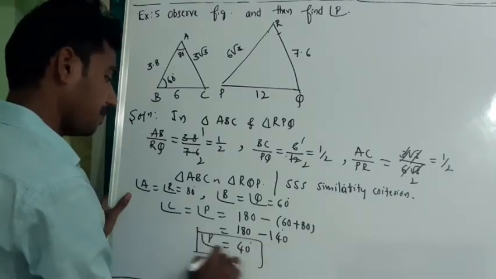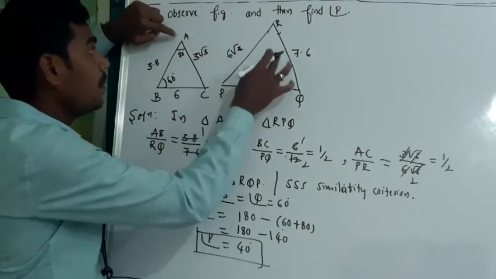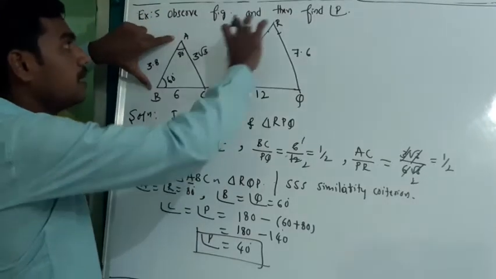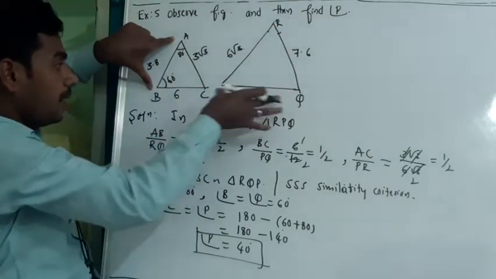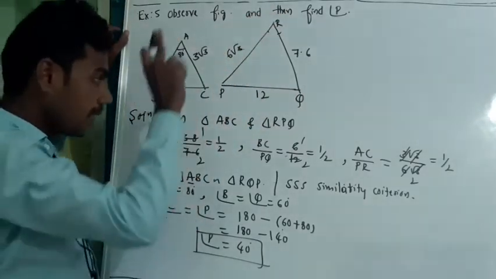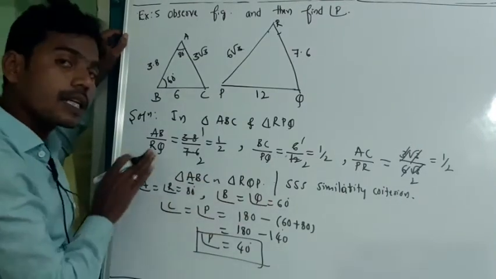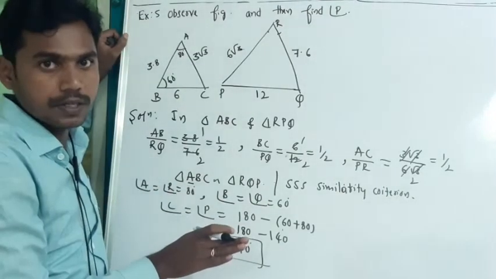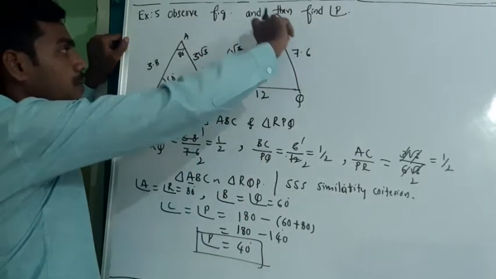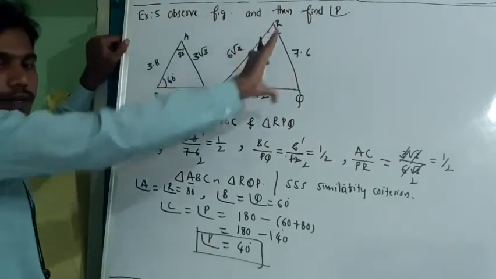Please note this down. And one more thing, why did I write C? Only A corresponds to R, B corresponds to Q, because AB is proportional to RQ, then BC is proportional to QP, then AC is proportional to PR. So in that order you need to take. If you take ABC similar to RQP, then only the corresponding angles will be equal. Understood? You should take in order. See, AB, RQ. Understood?